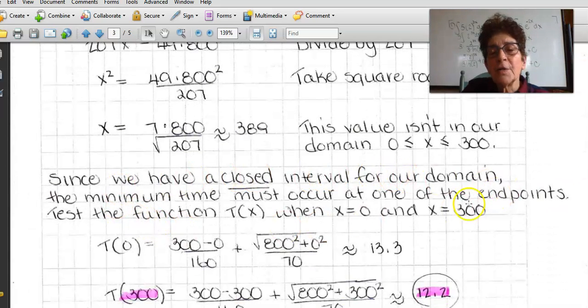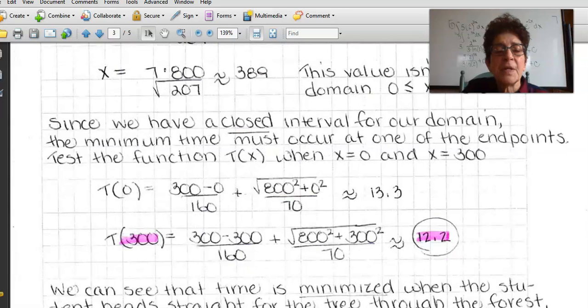So we have a closed interval for our domain. That means our minimum time has to occur at one of the endpoints. So in other words, this critical number is not in the domain, so we're not using it. Now I have to focus on the endpoints of my intervals. Those were 0 and 300. So remember how you do this. You go back to the time function, not the derivative of it, but the time function, and you plug in these x values. So I'm evaluating here t of 0. That gives me 13.3 minutes.